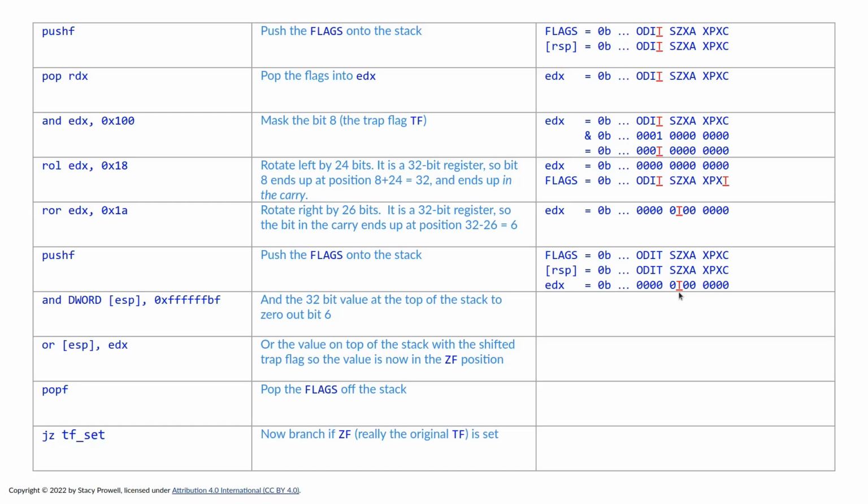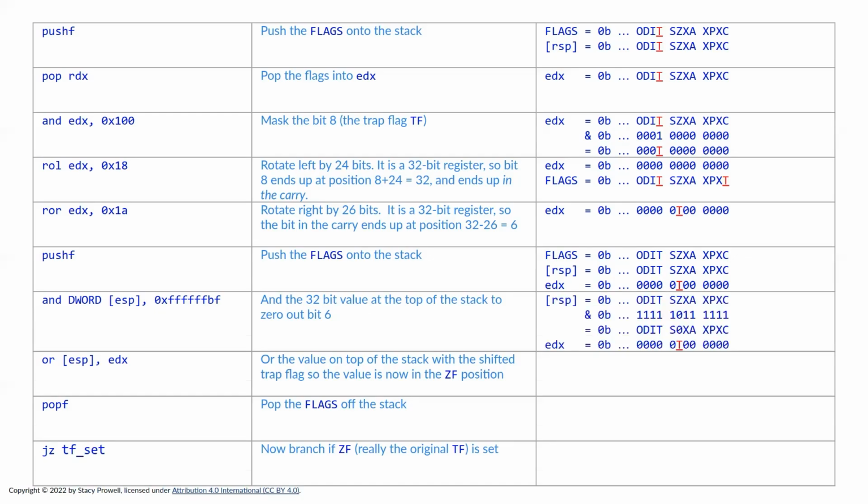Great. So then I AND the value on the top of the stack to 0 out bit 6. What's going on here? Well, I zeroed out the 0 flag. So on top of the stack.